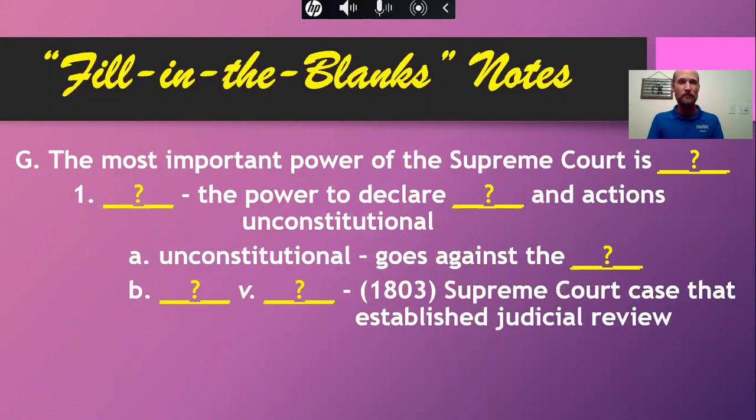So judicial review not only allows the Supreme Court to declare a law unconstitutional, but also actions of the president or anybody else in government to be unconstitutional. The Supreme Court can put a stop to laws and actions that they think go against the Constitution. And again, that's what Marbury versus Madison is really all about. The significance of this court case was that it established this power of judicial review.